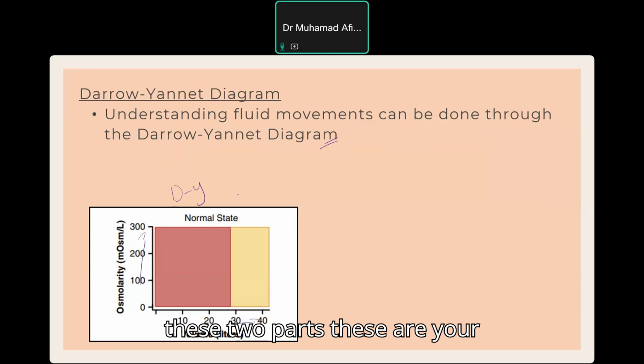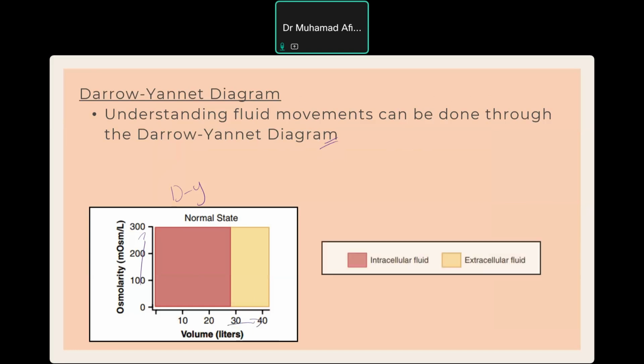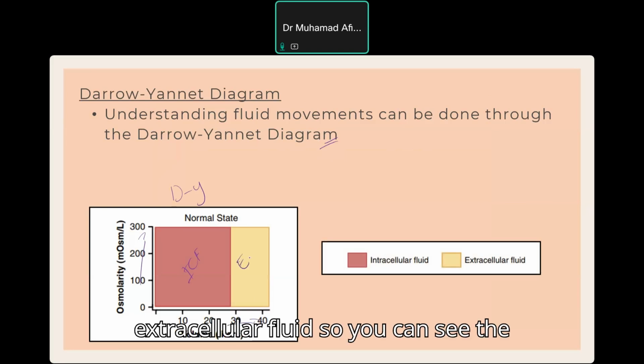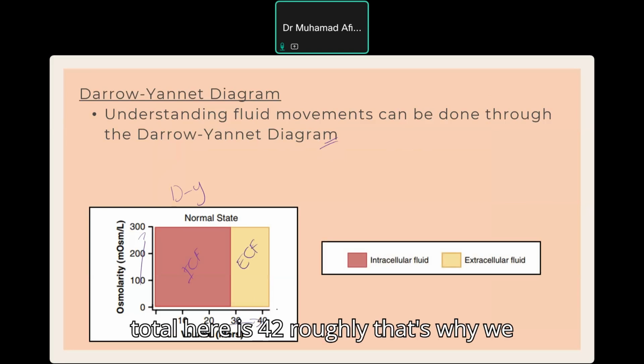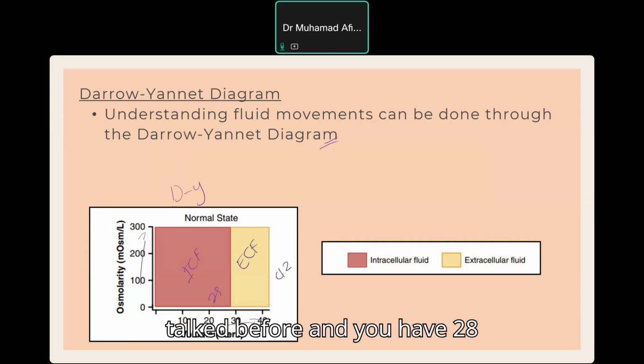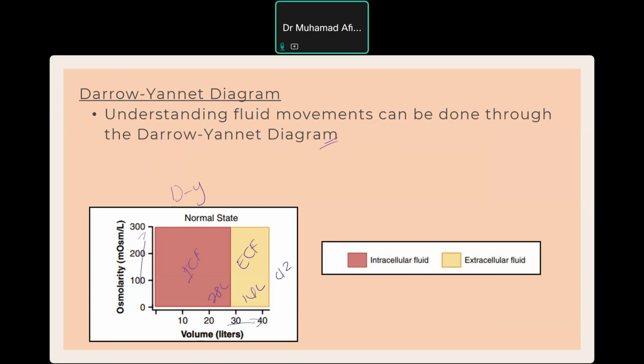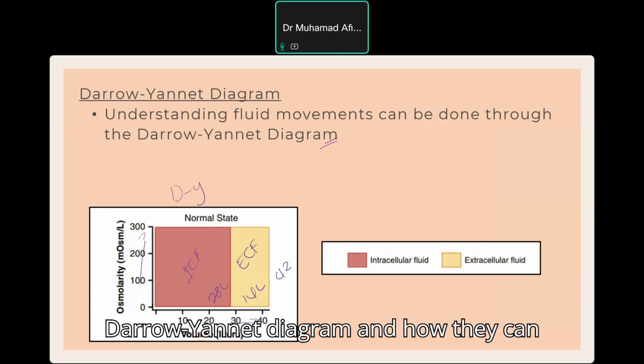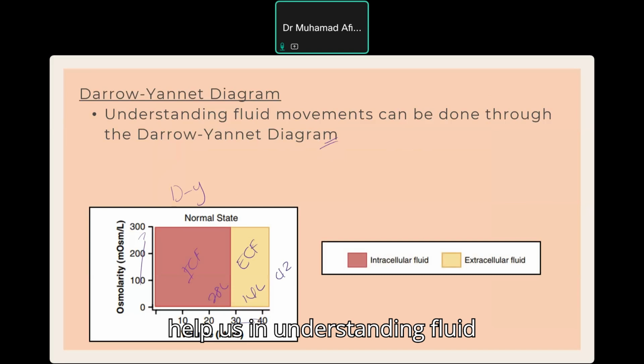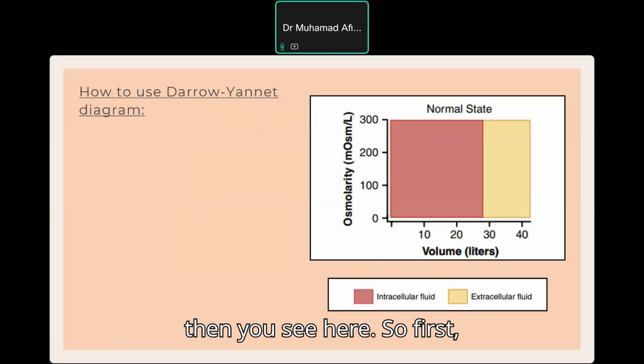And these two parts are your intracellular fluid and your extracellular fluid. So you can see the total here is roughly 42, that's what we talked about before, and you have 28 and you have 14 here. So this is the Darrow-Yannet diagram and how it can help us in understanding fluid movement between ICF and ECF.